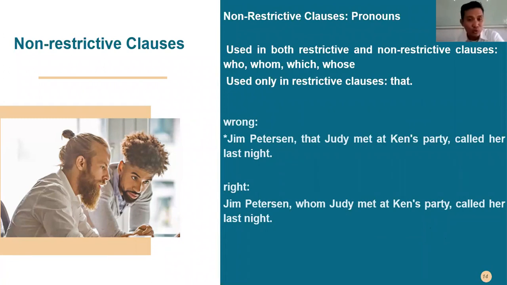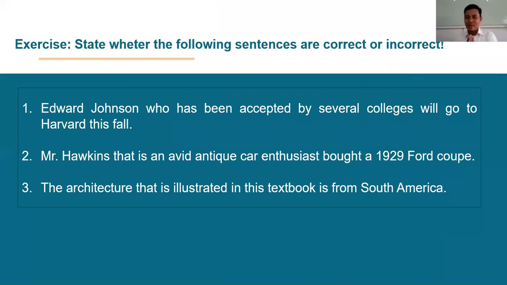Okay, so now I'm going to test you with a quiz. Exercise number 1. State whether the following sentences are correct or incorrect. Number 1: Edward Johnson, who has been accepted by several colleges, will go to Harvard this fall. Is it a good sentence or not? No, it's wrong, sir. What is wrong? We need a comma. Where do we put the comma? After Johnson, here and until here.